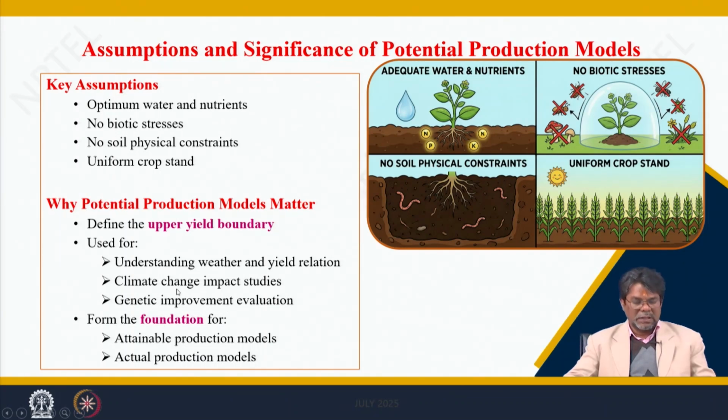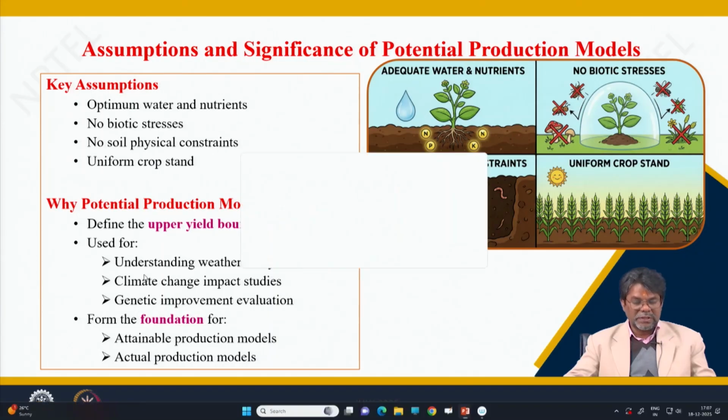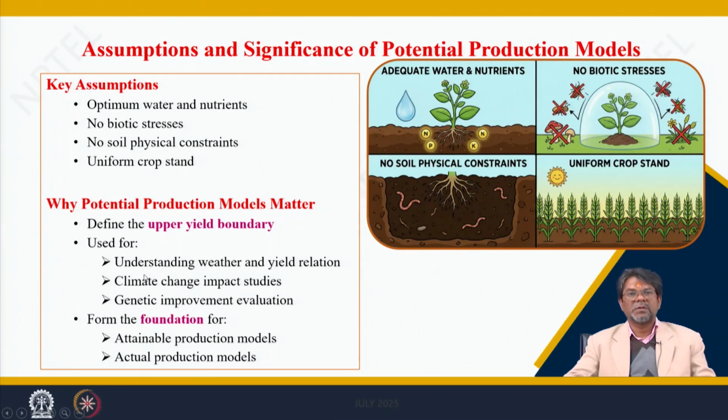This gives a better understanding, because these potential production simulation models give a better understanding of the weather and yield relationship, to quantify the optimum weather parameters at different growth stages of the crop. That will help with proper crop planning, proper sowing, and the optimum sowing time to maximize production. It forms the foundation for the attainable production models and the actual production models.